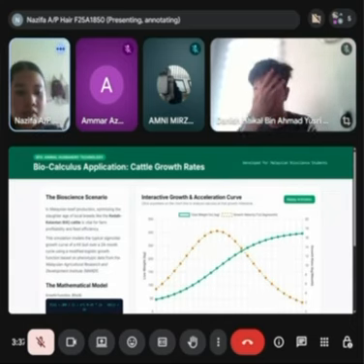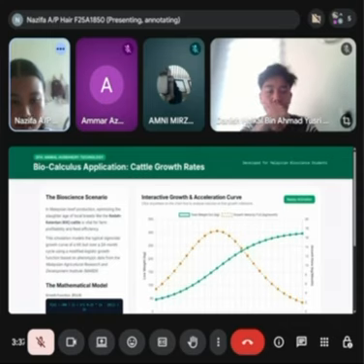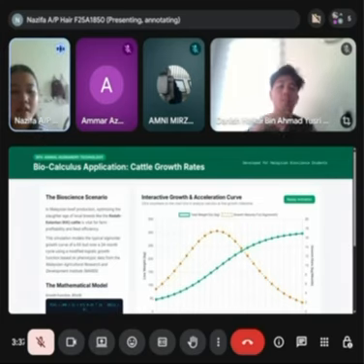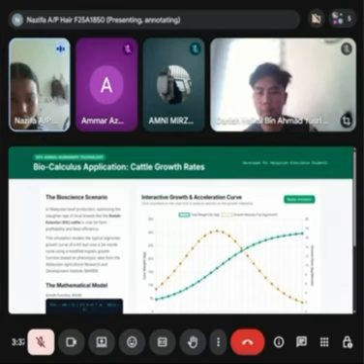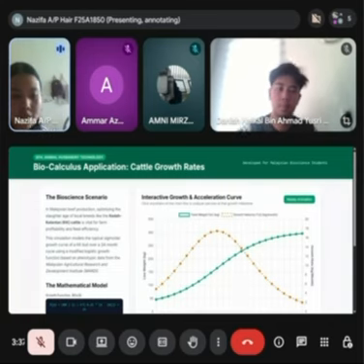We can easily identify three phases. The first one is the initial phase, 0 to 5 months. Growth is relatively slow. And secondly is the peak phase. Around 10 months, the f'(x) value is high. This is the inflection point where the cattle grow the fastest.